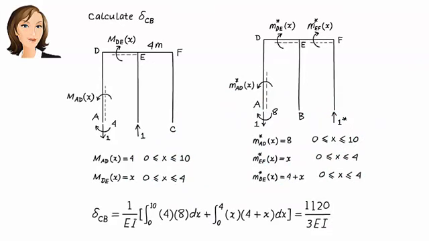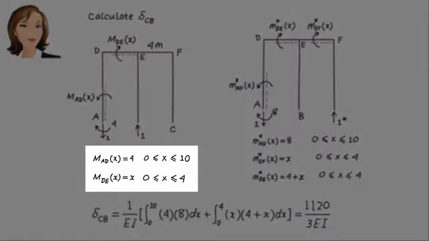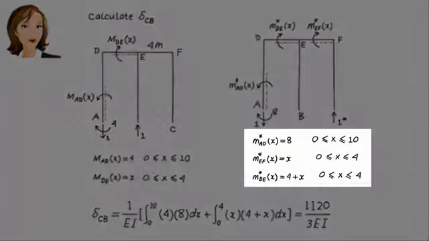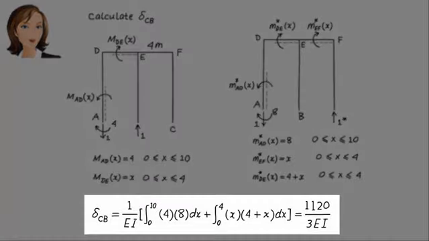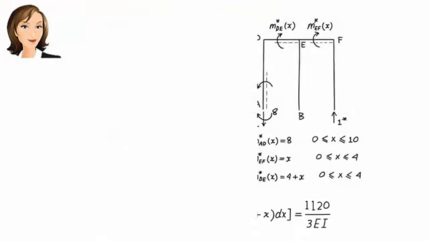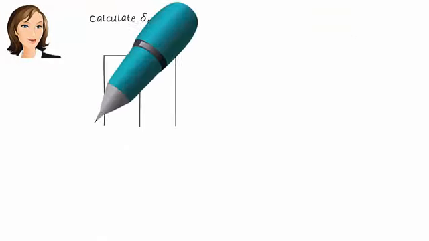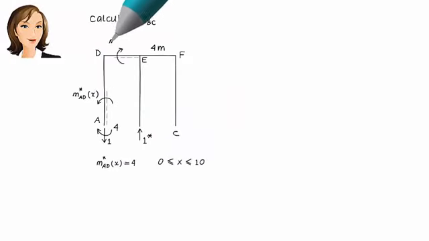In this case, M and M star are not the same since the real load and the virtual load are applied at different locations. Here are the non-zero M equations. Here are the non-zero M star equations. And here is the integral of M M star. Finally, we calculate delta BC, the vertical displacement at B due to a vertical unit load at C.